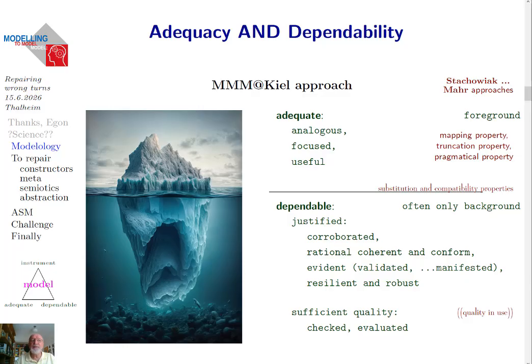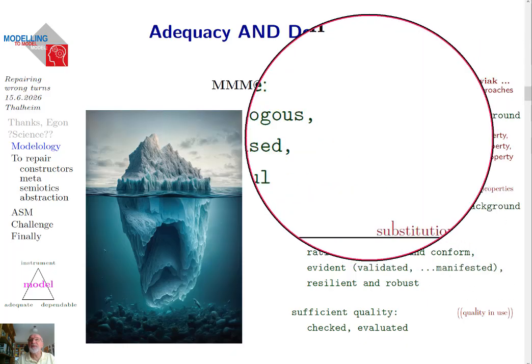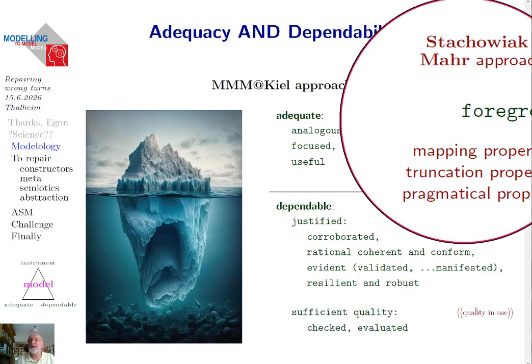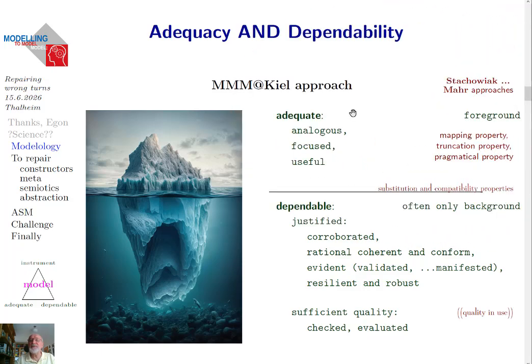Adequacy and dependability are the two sides. However, adequacy is very nicely considered in computer science, mainly within the approach that has been developed by Stachowiak and Marr. With foreground models we have the truncation property, the pragmatic property, and in this case we should also think whether we can generalize this general notion, because it is still too specific. The mapping property is very general. We generalize it to the analogy property. The truncation property is far too strict. We use focus. And the pragmatical property is better expressed as potentially useful.